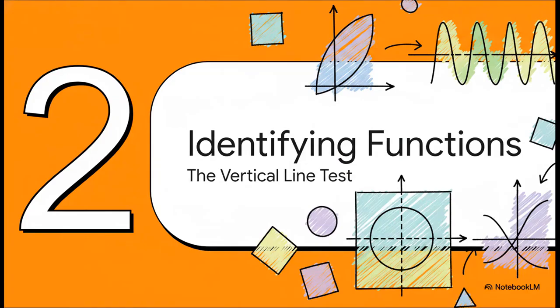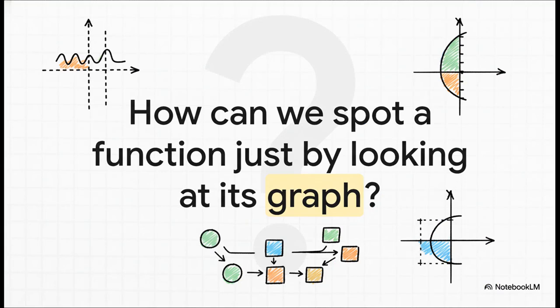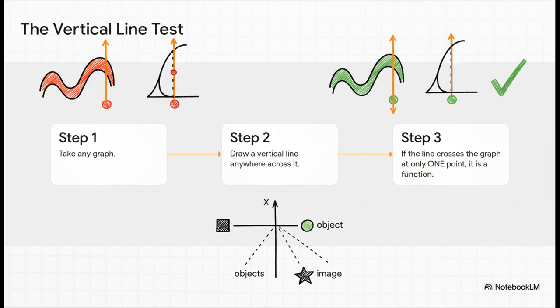So now that we have our core rule, let's turn it into a super handy visual tool that we can use on pretty much any graph. Turns out there's a really simple graphical trick that does all the work for us. It directly checks our rule without us having to do any complicated math at all. It's called the vertical line test, and the logic behind it is just so clever.